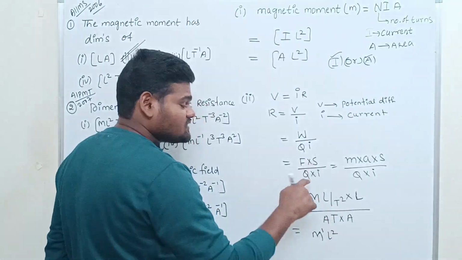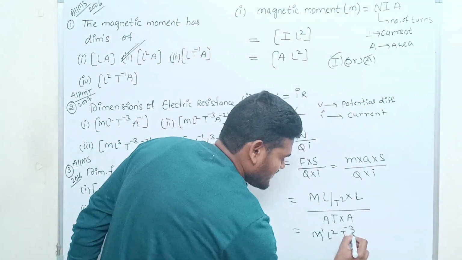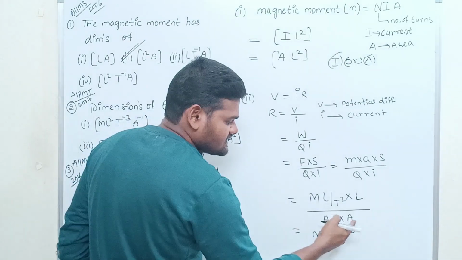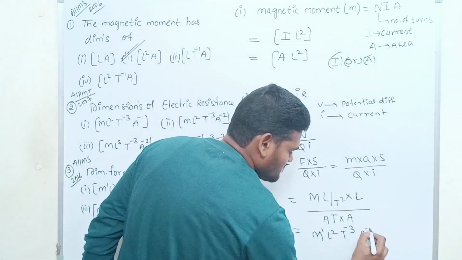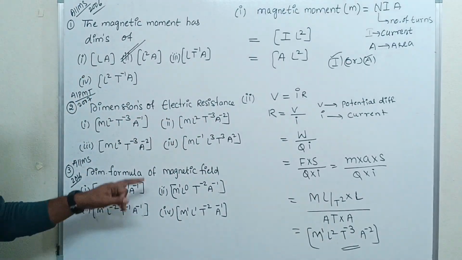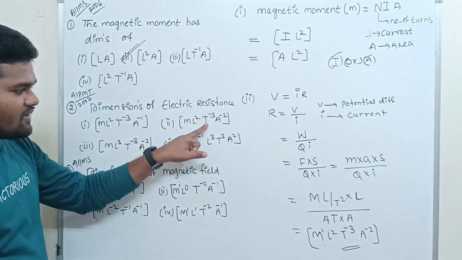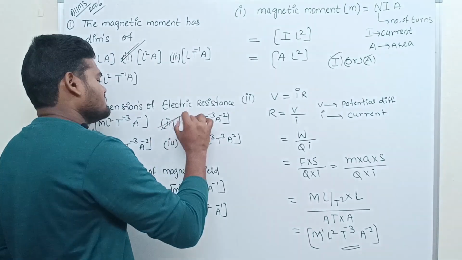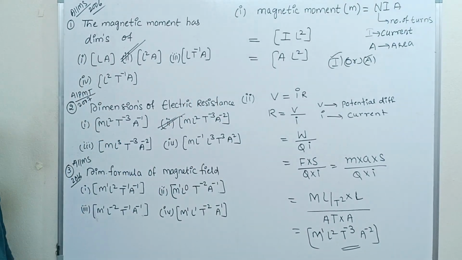If T power cube comes to numerator, T power minus 3. Denominator A square is there. If A square comes to numerator, it becomes A power minus 2. And this is the answer. So M power 1 L square T power minus 3 A power minus 2. Option 2 is the correct answer.